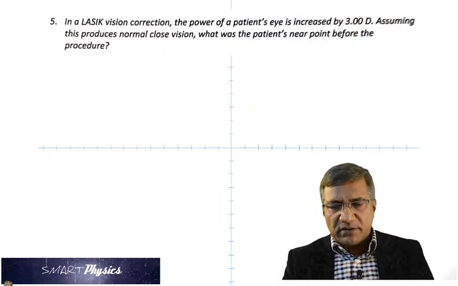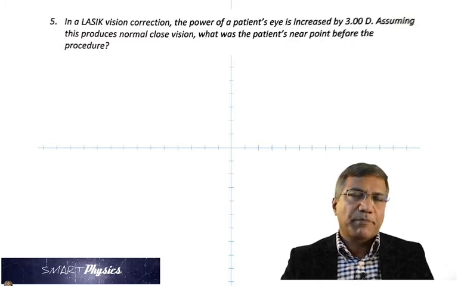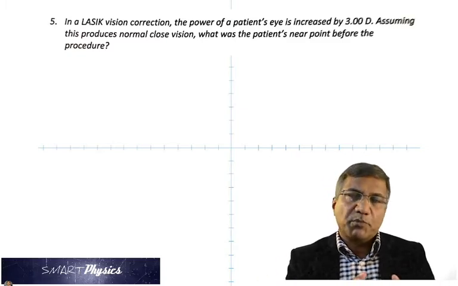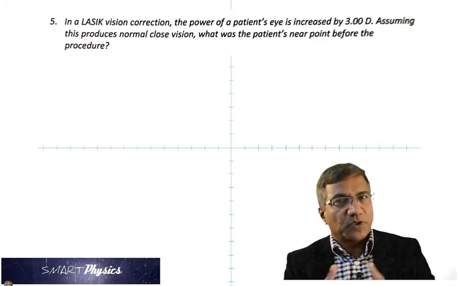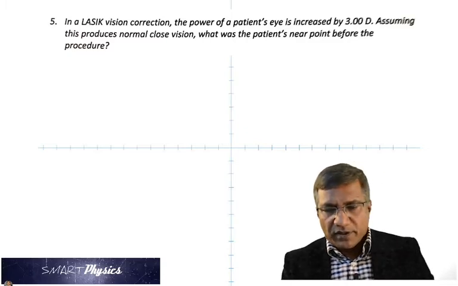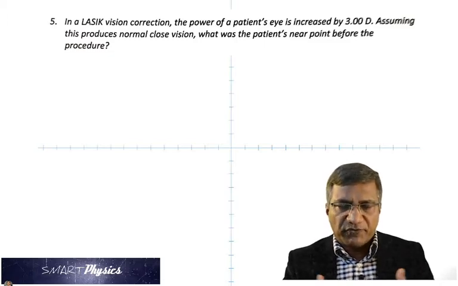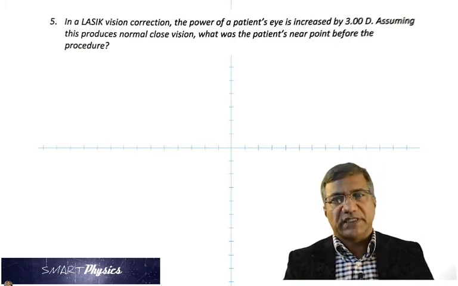In this question, in a LASIK vision correction, the power of a patient's eye is increased by 3 diopter. Here we go. Here the power is being increased. That means the patient was not myopic, was not nearsighted, but was farsighted. Okay. Assuming this produces normal close vision, what was the patient's near point before the procedure? So you have to find the near point before the procedure.